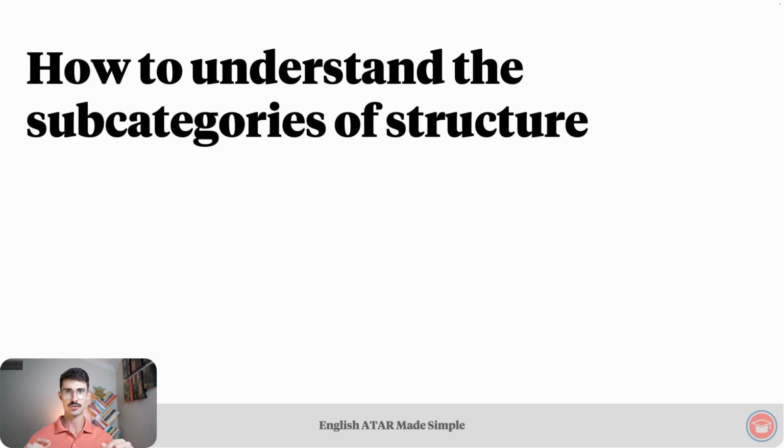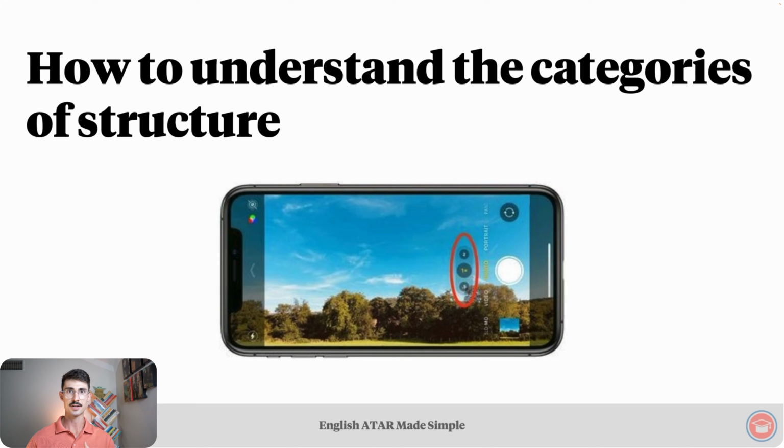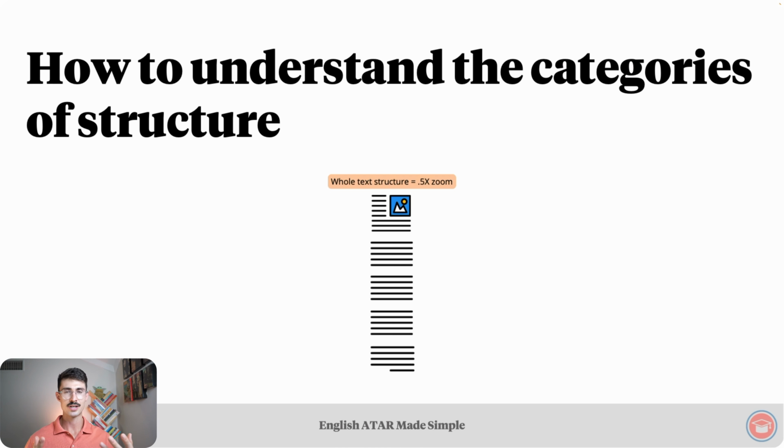Before we move on to structural devices, I want to go over an analogy that I think will be pretty helpful in helping you understand the differences between those subcategories of structure that we've just discussed. Our 3 subcategories of structure are sentence structure, passage or scene structure, and then whole text structure. And I'd like you to think about those subcategories as though they're different levels of zoom on your phone's camera. So when you're analyzing the whole text structure, it's like you're using the 0.5 zoom on your phone's camera app. You're looking at the entire text structure from a bird's eye view.